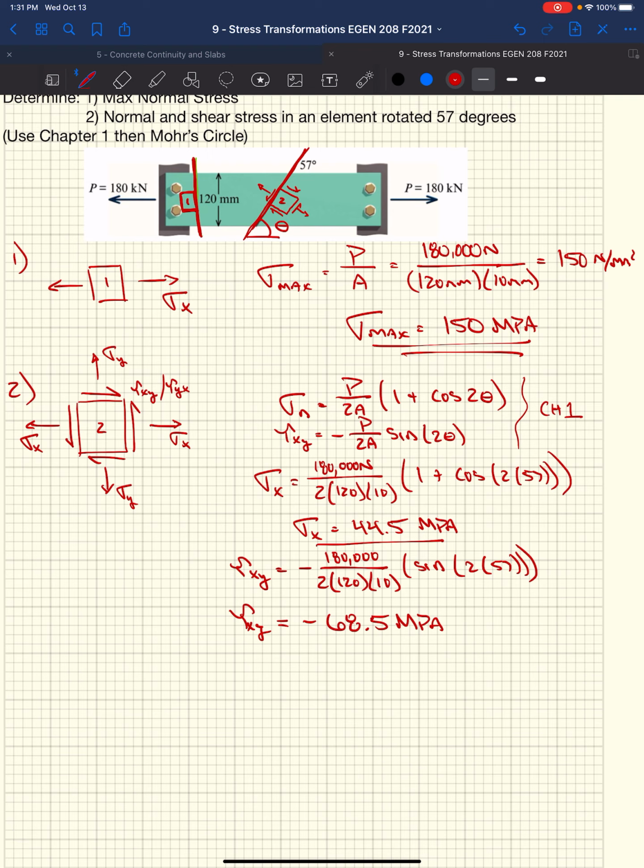If we wanted to know what was going on on this y face, we would need to look at a cut plane that is running along that face. So we're no longer going to cut it right here. I'm going to cut it at 90 degrees.